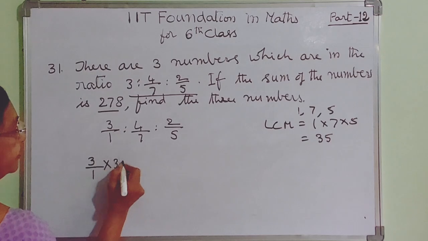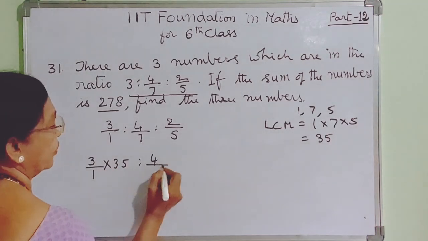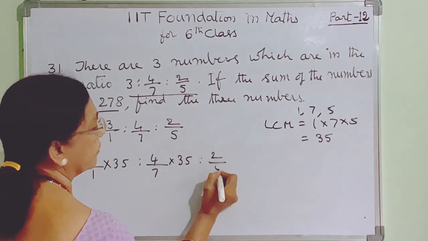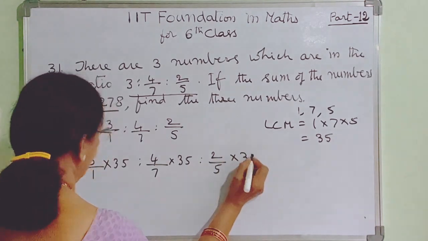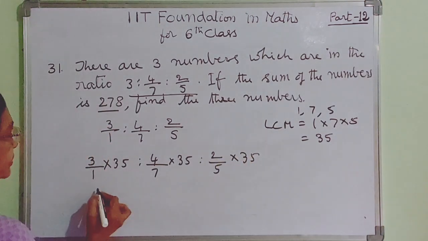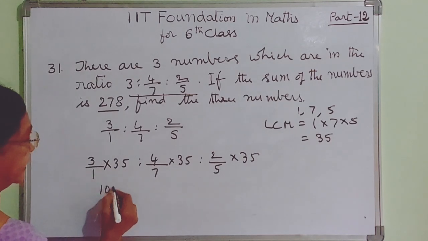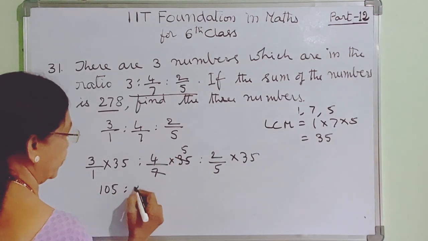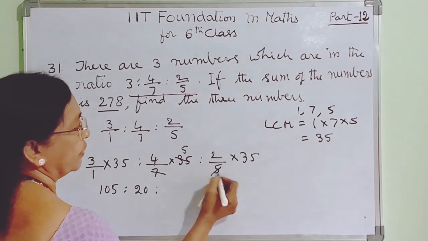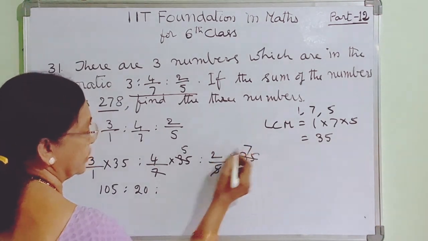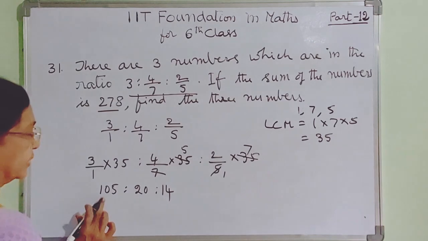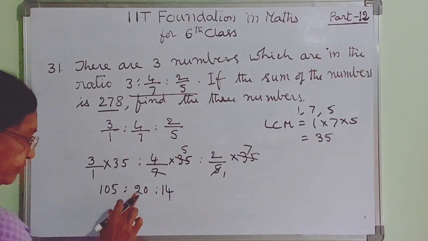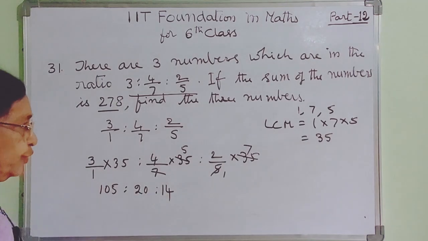3/1 into 35 is to 4/7 into 35 is to 2/5 into 35. So 105 is to 7 fives 35, 4 fives 20 is to 5 sevens 35, 2 sevens 14. So this ratio is equivalent to 105 : 20 : 14.